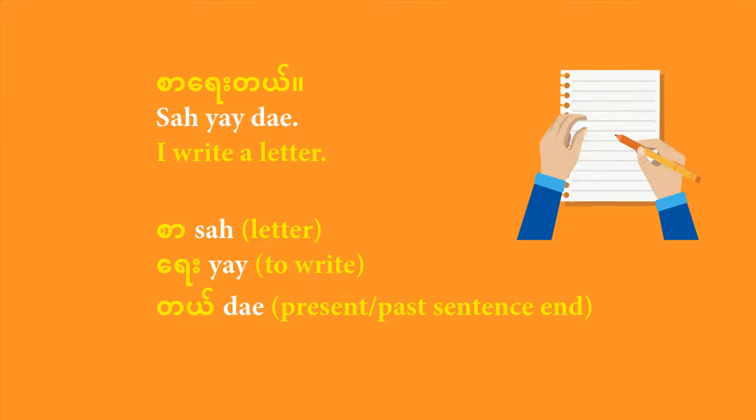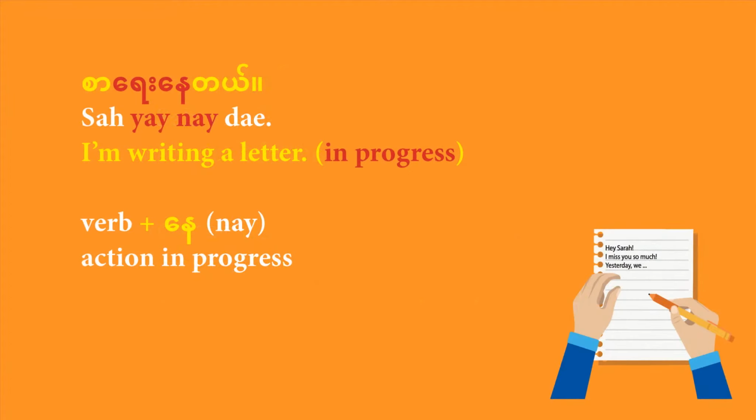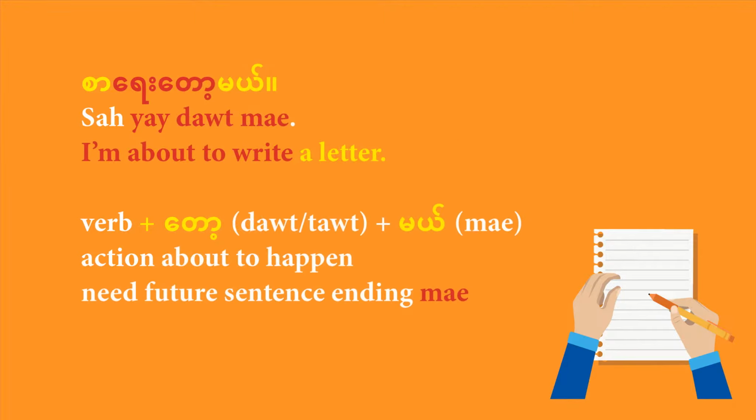Let's talk about writing a letter. The word for letter is sa, and the verb to write is ye, sayere. That's how you'd say, I write a letter. When you're in the middle of writing it, to talk about it, you'd say, saye nere. I'm writing a letter. The particle ne that follows your verb ye to write shows the action is in progress. One more time. Saye nere. I'm writing a letter. Now if you're about to write the letter, it's saye dome. I'm about to write the letter.